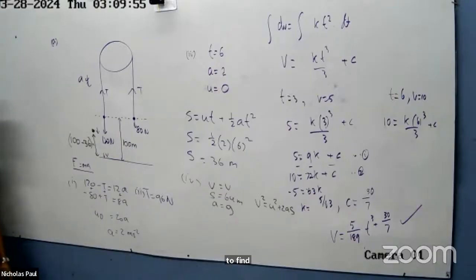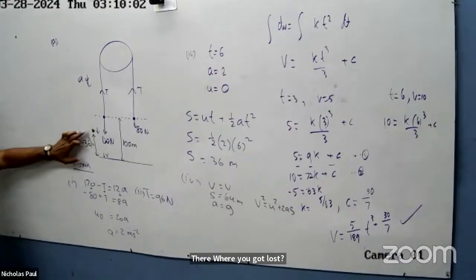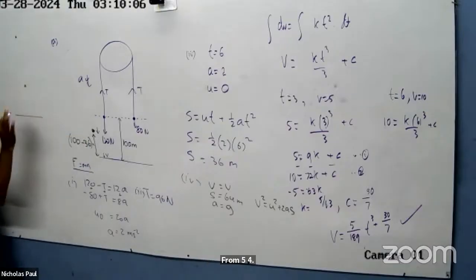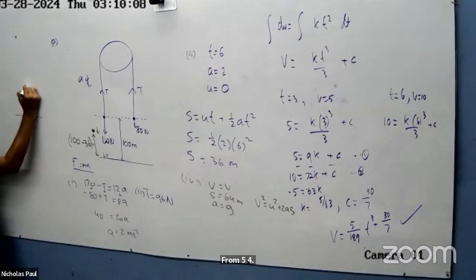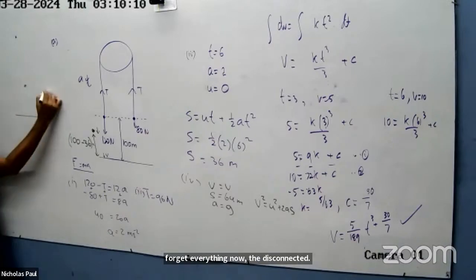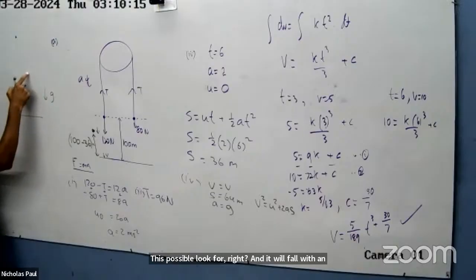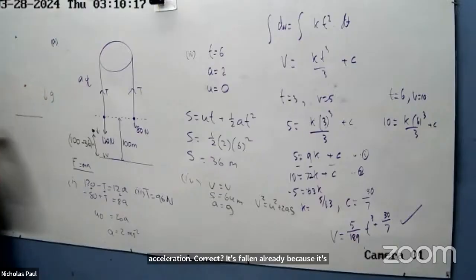Where did you get lost? Tell me where you get lost. From part 4? Not far, you're right here. So imagine this. You have a particle. Forget everything else now. It's disconnected. This particle will fall, right? And it will fall with an acceleration of g. Correct? It has already fallen because it wasn't released from rest.